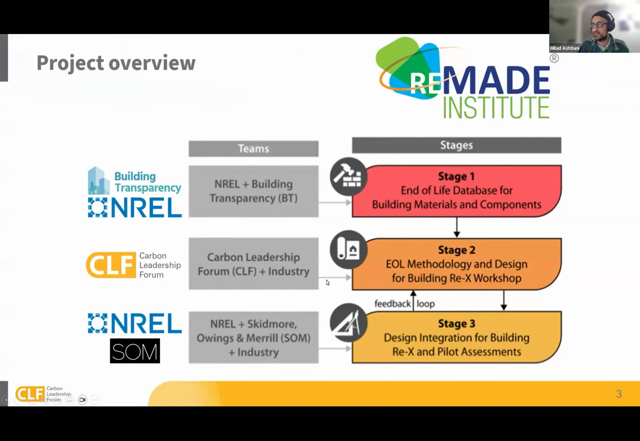This is just an overview of the project and who's doing what. Basically, the end goal is to develop a database for end of life data, and Building Transparency and NREL are working mostly on that end. Carbon Leadership Forum's role was mostly holding the workshop and getting feedback from the practitioners through a survey and also the workshop that followed that up. And then we have SOM on the team to test out the data set on real buildings.